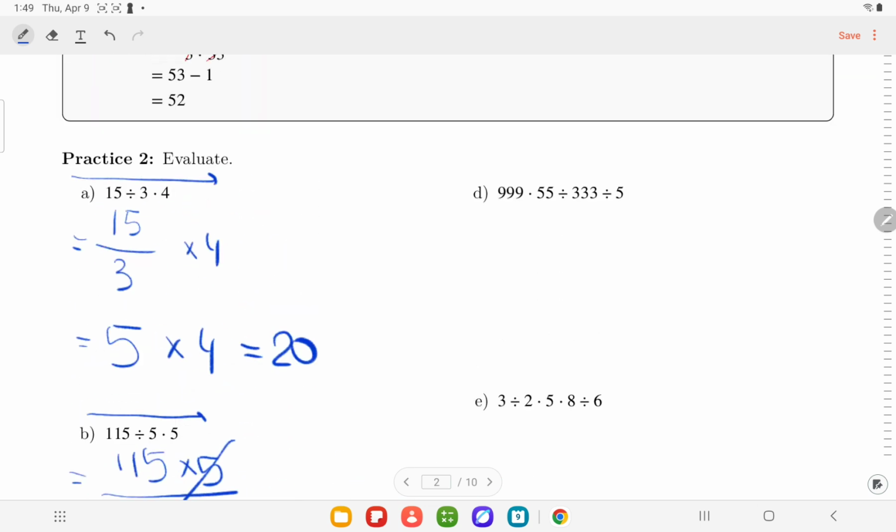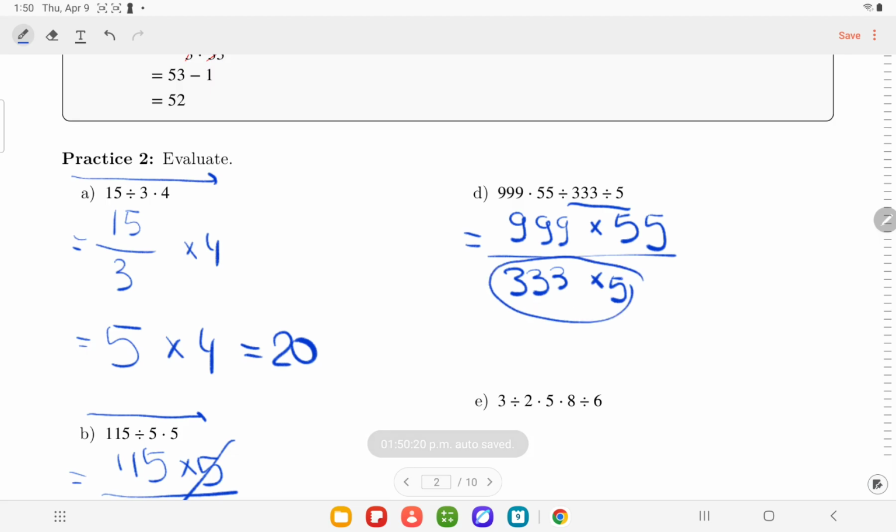And the same idea for D. We're going to write this as 9 times 55. Since 333 and 5 are both being divided, that's the same thing as them being multiplied as so in the denominator.